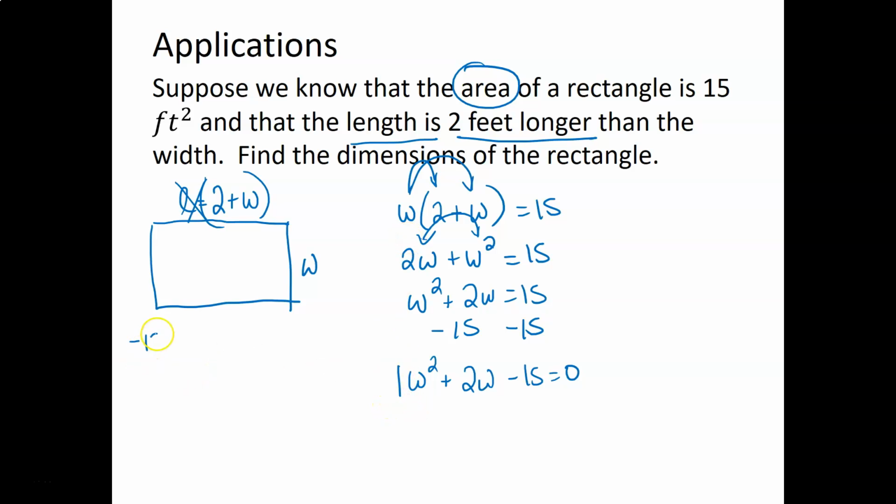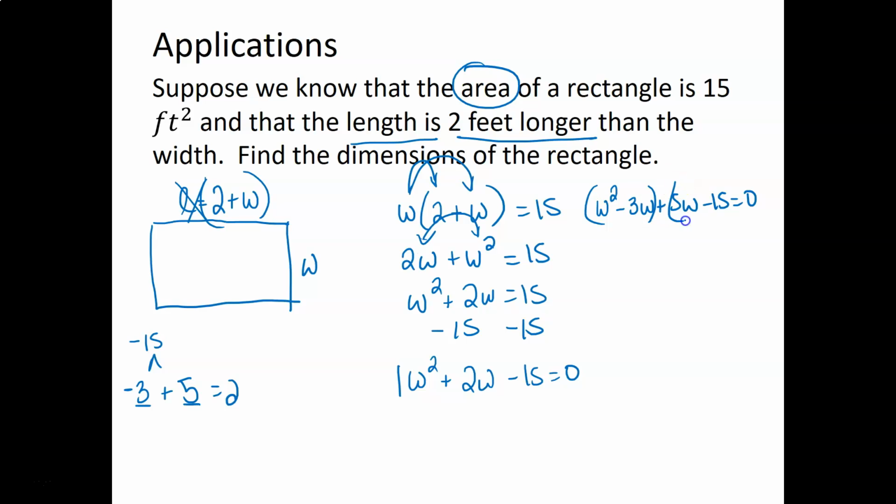I'm looking for two numbers that multiply to be negative 15, but add to be 2. Well, 1 and 15, no. 3 and 5 are possible, because if I would subtract those, I would get 2. I need one of these to be a negative. I need the larger number to be positive, so that's going to be a negative 3 plus 5. I'm now ready to rewrite this, so this becomes W squared minus 3W plus 5W minus 15 equals 0.